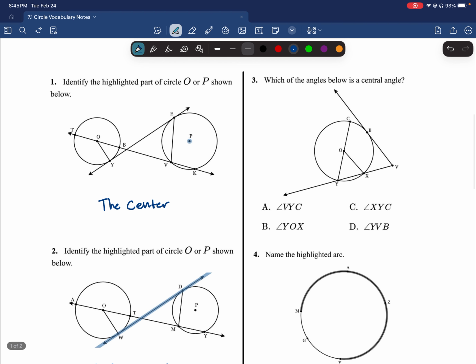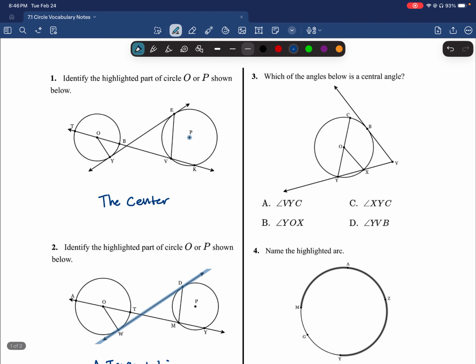All right, question 3. Which of the angles below is a central angle? Well, I could be talking about a couple different angles here. Central angle meaning it uses the center, and it is an angle, right? So one possible angle could be COX, or it could be talking about YOX. Both of those use the center, right? So it could be COX or YOX.